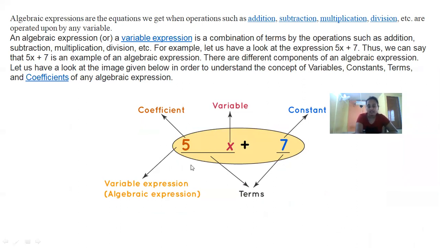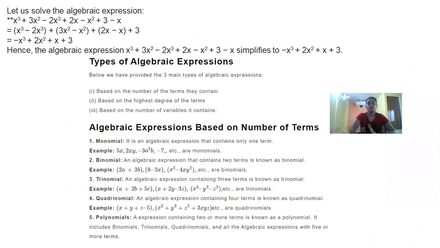But whatever numerical value or number is in multiplication with the variable is called the coefficient. So 5 is here the coefficient, and 7, which has no variable along with it, is called the constant. So all these terms together, that is coefficient, variable and constant, make your variable expression or algebraic expression. Fine. So now I have given a short example here.